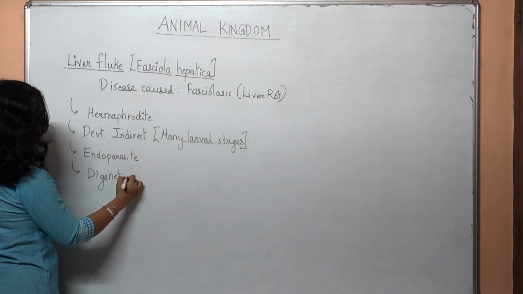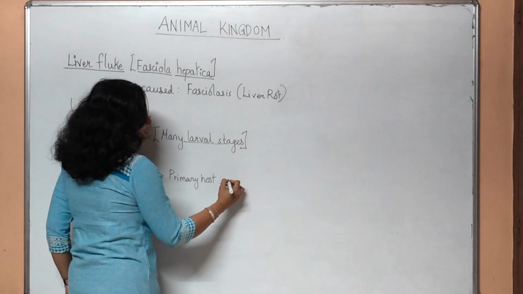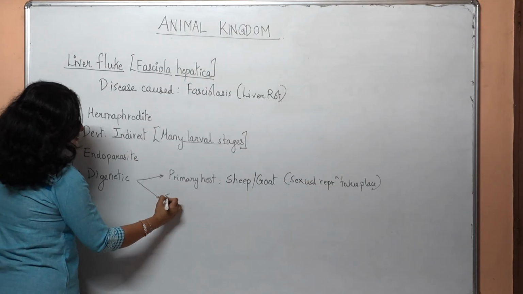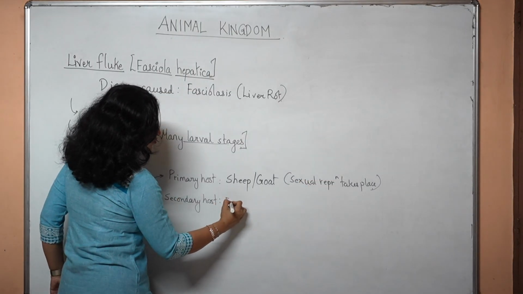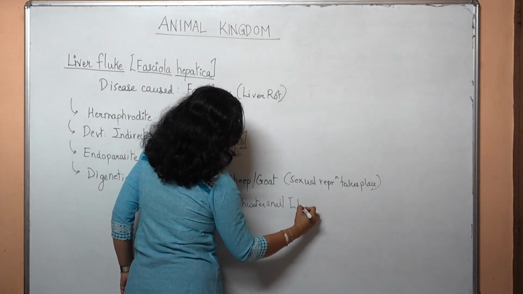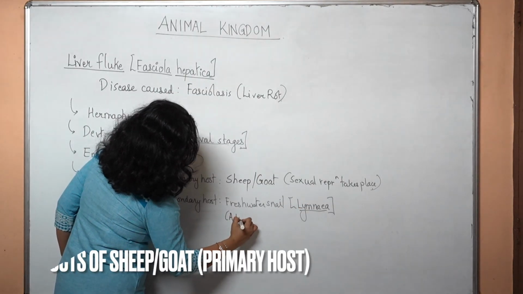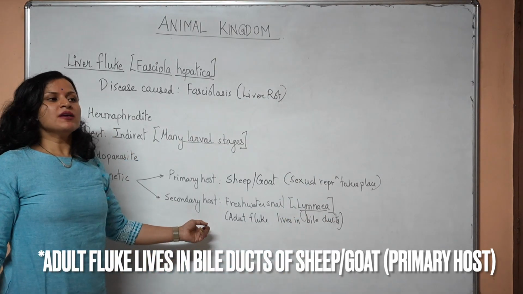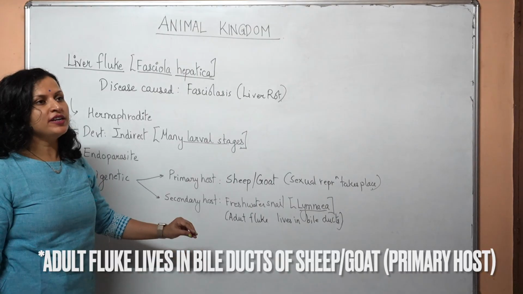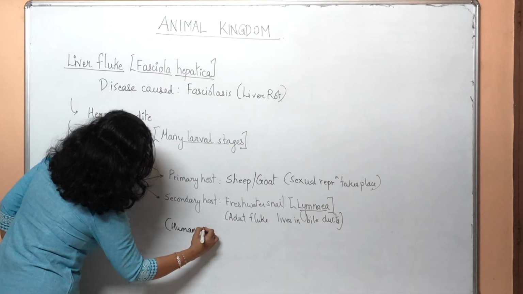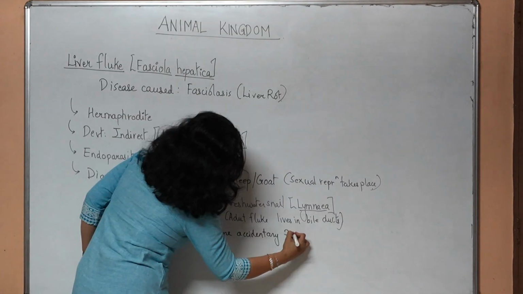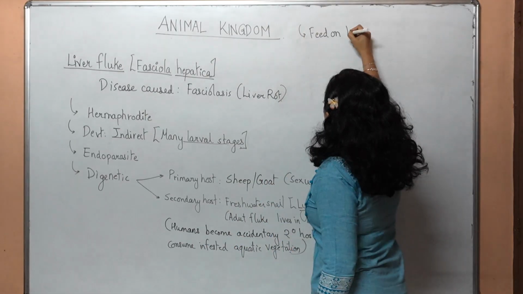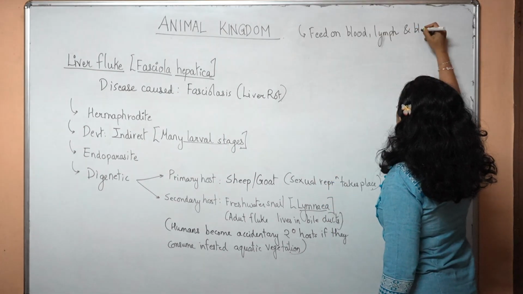It is an endoparasite. It has two hosts. It's digenetic. The primary host is sheep or goat, in which sexual reproduction takes place. And the secondary host is the freshwater snail belonging to the genus Limnea. The adult fluke lives in bile ducts. Human beings may become accidental hosts if they feed on freshwater vegetation. Humans become accidental hosts if they consume infested aquatic vegetation. They feed on blood, lymph and blood cells.